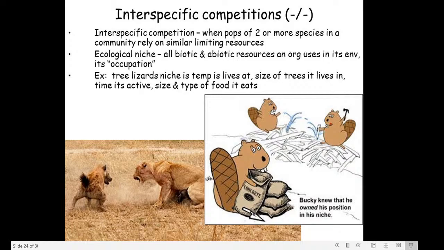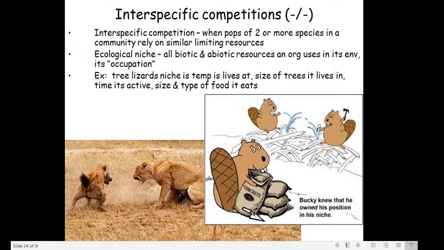In interspecific competition, when populations of two or more species come into a community, they rely on the same limiting resource. Once again, the resource, similar species. For example, two lions fighting for the same resource, or another species.